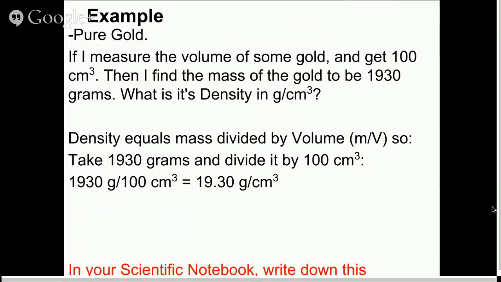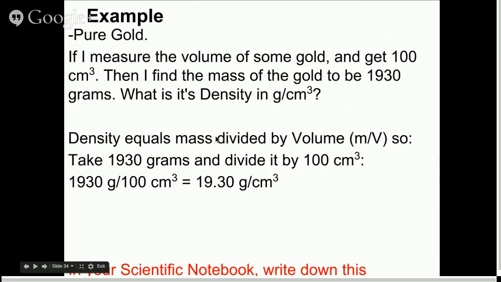All right, this is an example I do want you to write down. Okay, pure gold. If I were to measure the volume of some gold and get exactly 100 cubic centimeters, so I have exactly 100 cubic centimeters of gold, and I found the mass to be 1,930 grams. What is its density in grams per cubic centimeter?